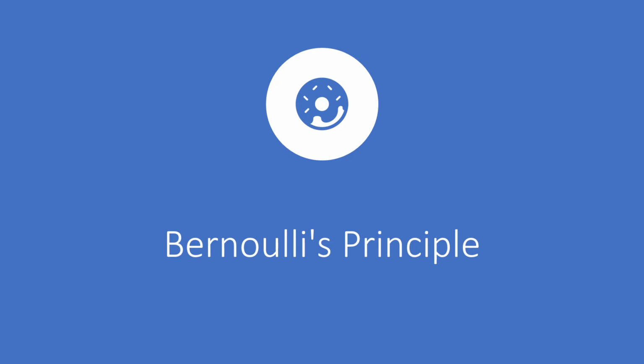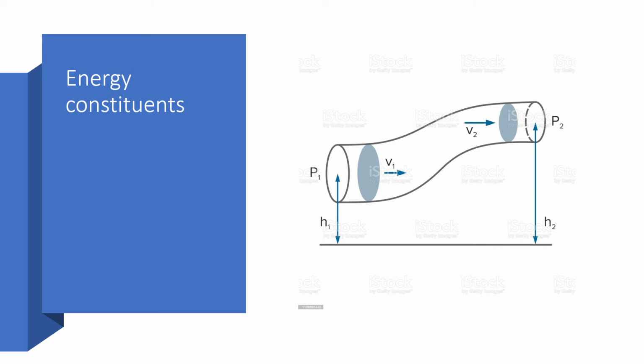I will explain a very easy way to learn Bernoulli's principle. Essentially, Bernoulli's principle is just conservation of energy. If you consider a liquid flow, it has three main energy constituents.